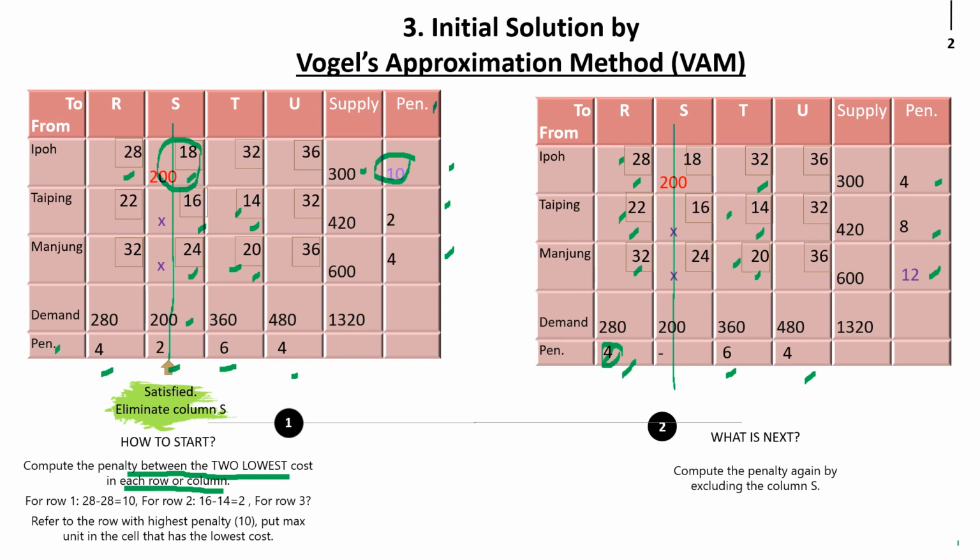The maximum penalty is row Mahjong. Thus, we need to choose the lowest cost cell in row Mahjong, which is 20. The supply for Mahjong is 600 and the demand for T is 360, meaning that we can put 360 here. By doing this, the column T is satisfied.